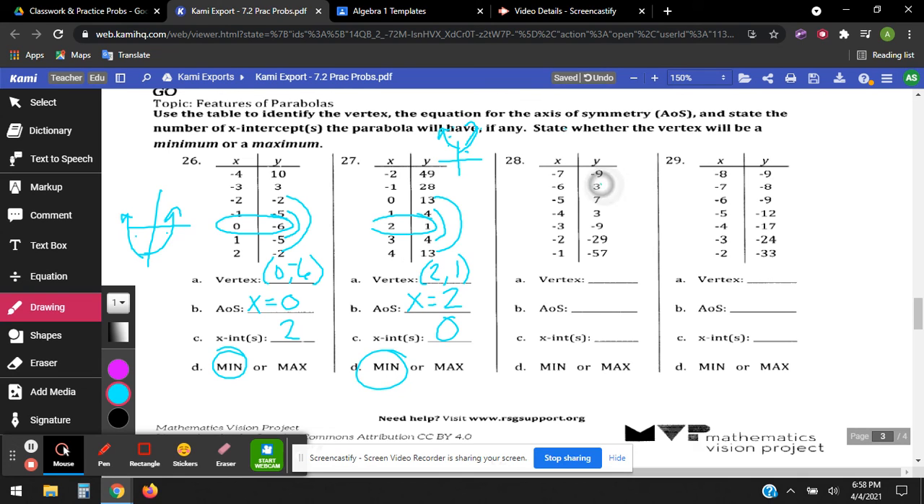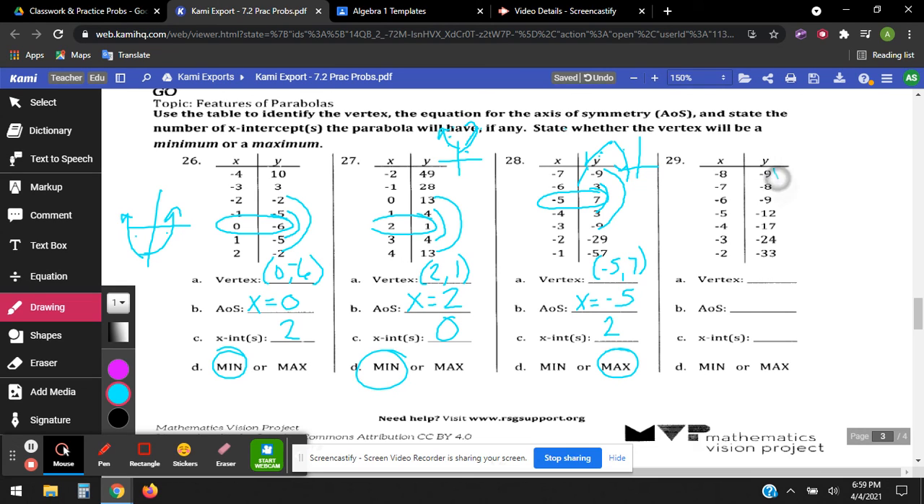Okay, so for this guy, here is my vertex, -5, 7. So my x equals -5. X-intercepts, it looks like I have positives and negatives over here, so I probably will have 2, but to figure out if it's a maximum or minimum, -5, 7 is going to be up here. Then I'm going to go down to 3, and then -9. So it looks like it's going this way, which means it would be a maximum.